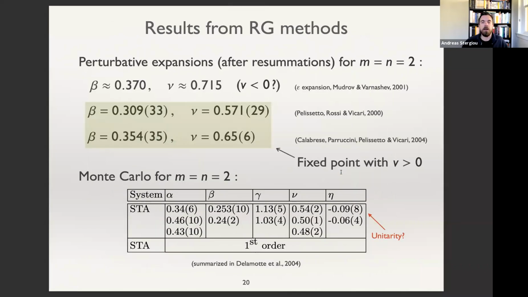Okay, so what are the results from the RG methods? The results from the RG methods are that the epsilon expansion was worked out up to 4-loop order in this paper from 2001. I think they also did some resummations, and this fixed point in the epsilon expansion occurs in the V less than 0 region, which is the sinusoidal region. This answers Slava's question. And it has these critical exponents.